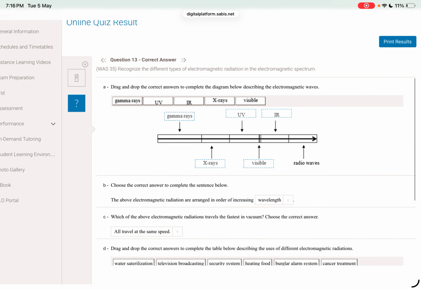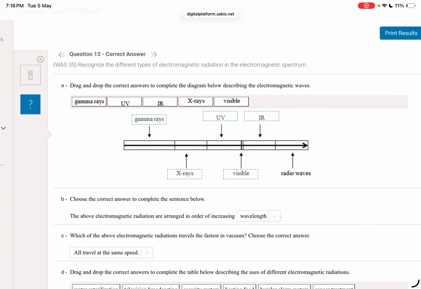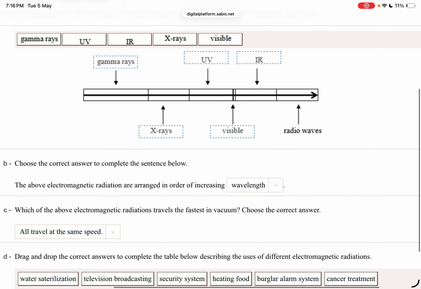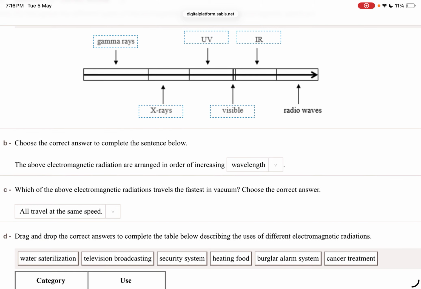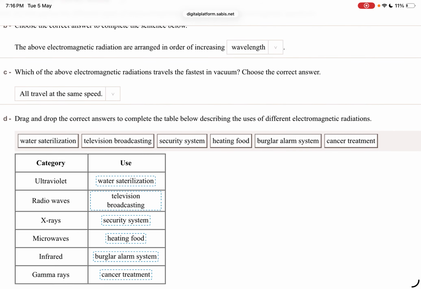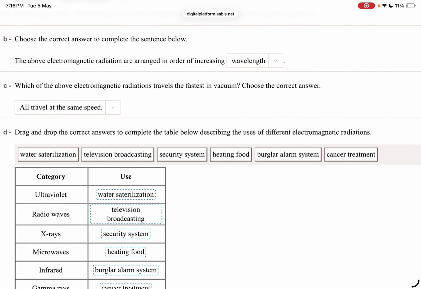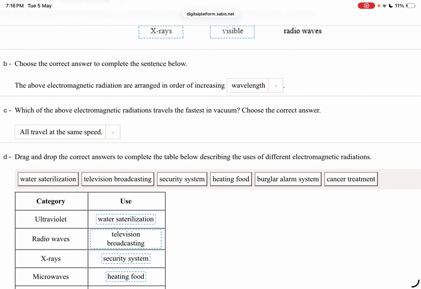Okay. Here it's memorization. Gamma, then X-ray, then UV, then visible, then IR, then radio waves, and the above electromagnetic radiation is arranged in order of increasing wavelength. Always memorize it in increasing order. And then they all travel at the same speed, of course. And here you have to memorize it. For the ultraviolet, it's this. For the radio waves, it's this. It's just memorization.